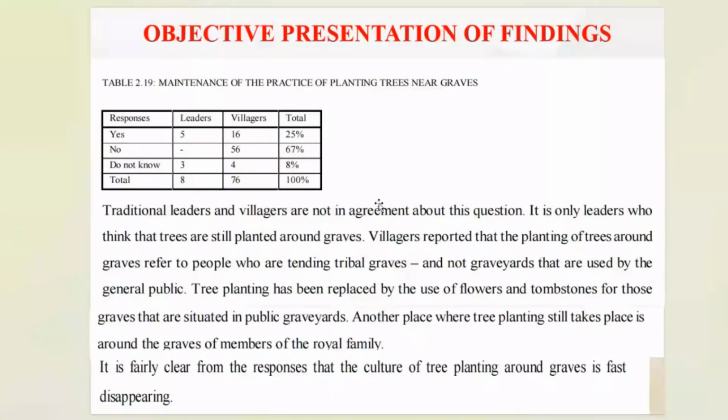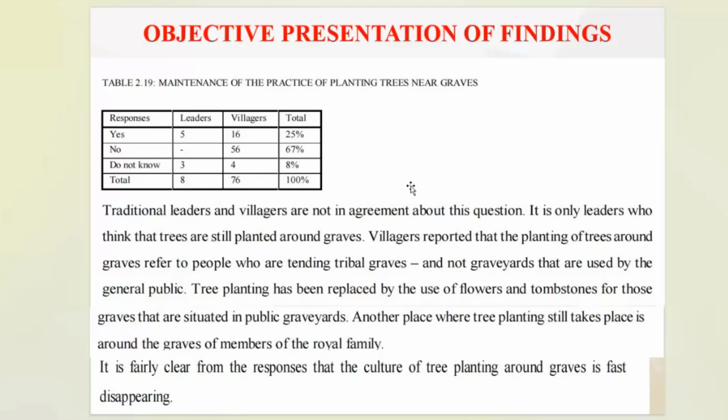But listen to this. The villagers reported that the planting of trees around graves refers to people who are tending tribal graves and not graveyards that are used by the general public. You see now? Now they are arguing that trees are planted in the royal sacred areas where chiefs are buried or where the royal family is buried. Tree planting has been replaced. You see now, here they show that indeed it was done in the past. This is where I catch them. Although they said it is not taking place anymore, now they agree that it used to take place in the past. And this is what I was actually investigating.